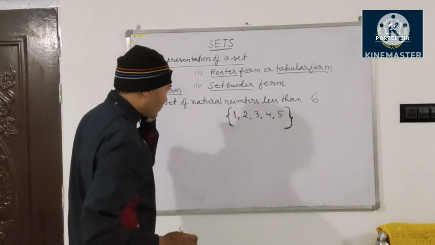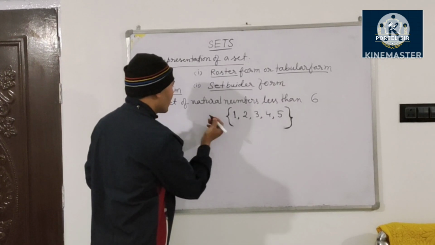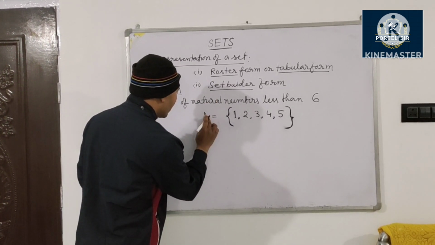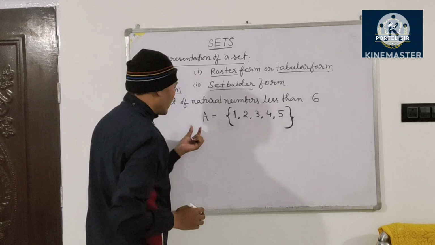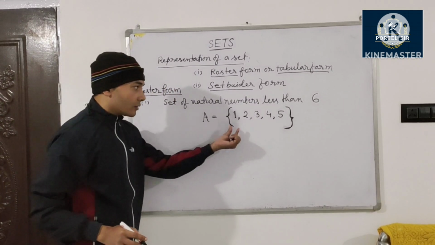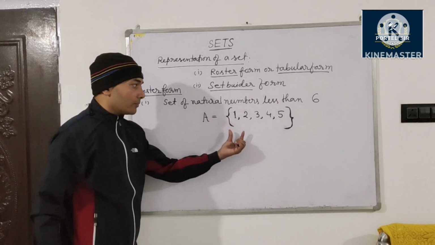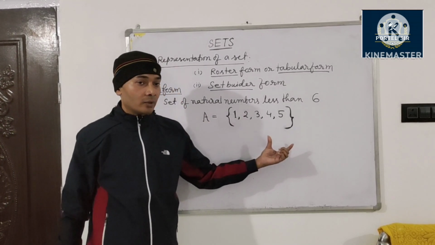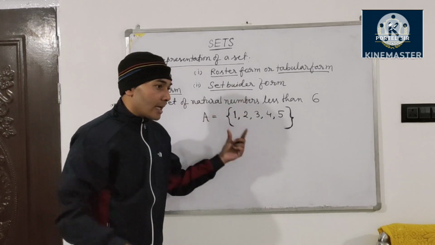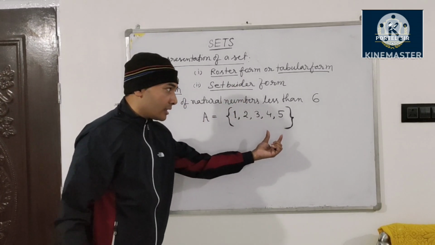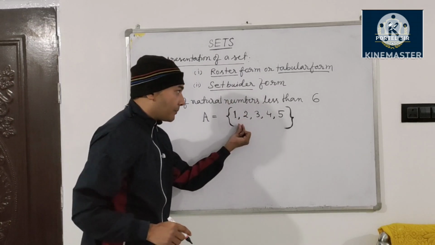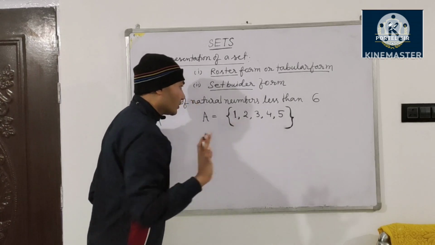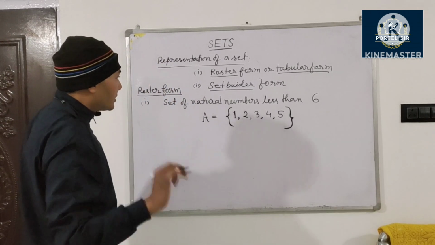So this is the set, and we can denote it, suppose, by A. I told you already that a set is usually denoted by a capital letter. This form is roster form, or tabular form. In this form, all the elements are written within the braces, separated by commas. So this is number one. I'll give more examples.